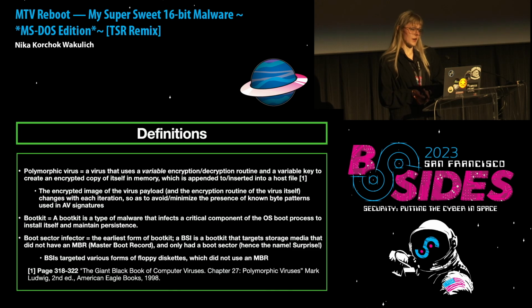Polymorphic virus is a virus that uses a variable encryption and decryption routine and a variable key to create an encrypted copy of itself in memory that is then appended to or inserted into a host file. The encrypted image of the virus changes upon each iteration, so it minimizes the presence of known byte patterns for AV signatures and increases the stealth of the virus. And then bootkits.